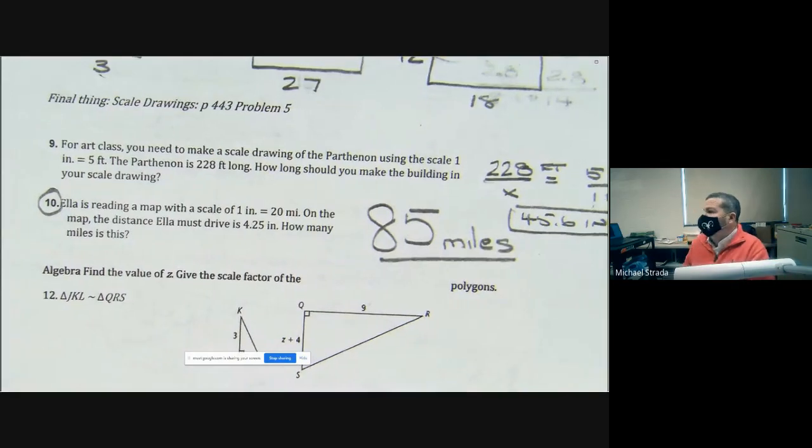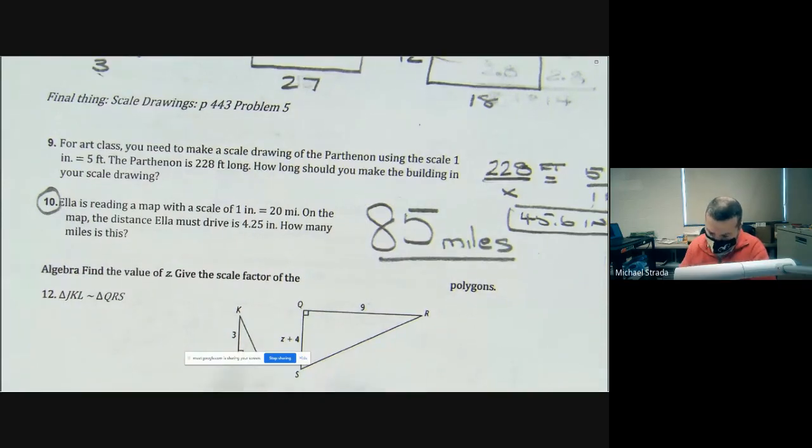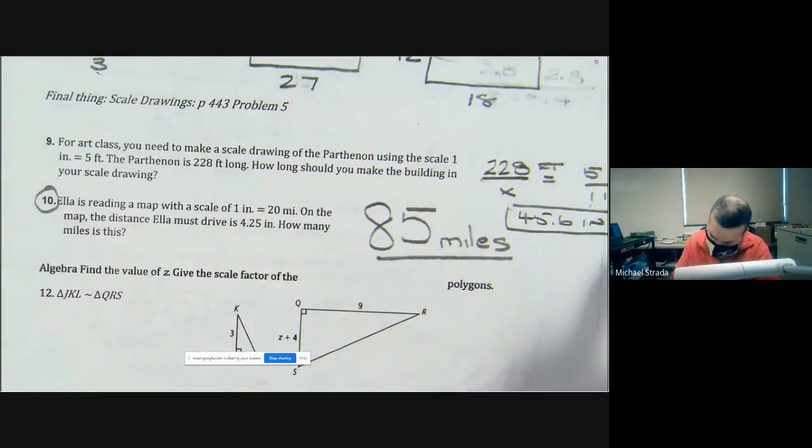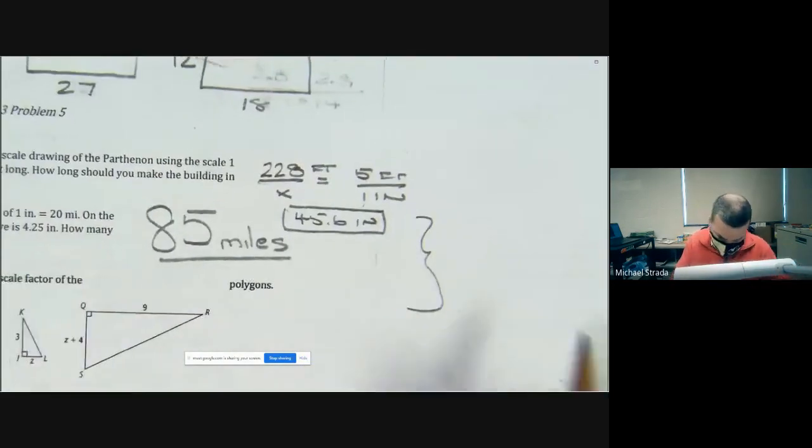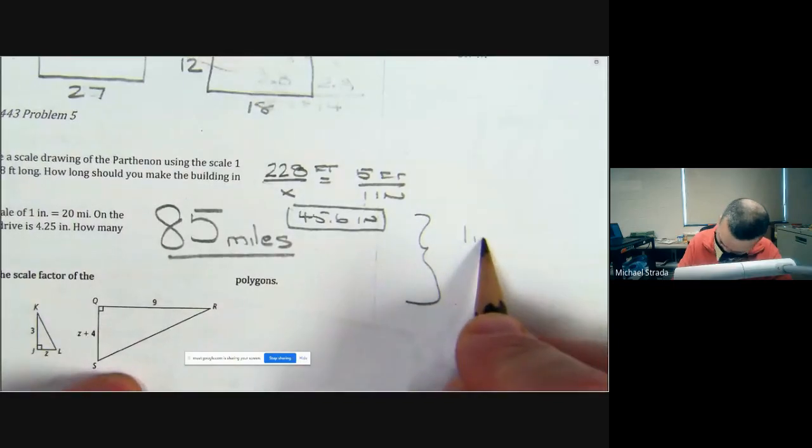Good. 85 miles. You end up multiplying instead of dividing. The one thing I'd make you aware of, and we'll review this before you would take a quiz, is that we like to combine that with speed. So we would say a problem like, all right, the scale factor would be 1 inch equals 20 miles.